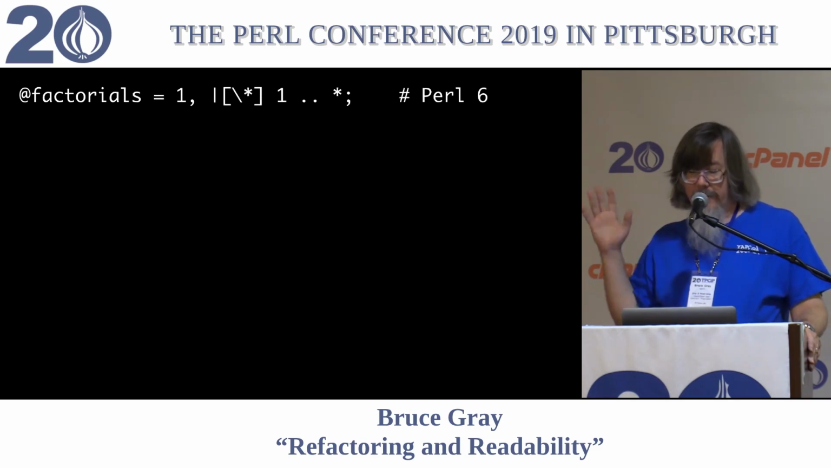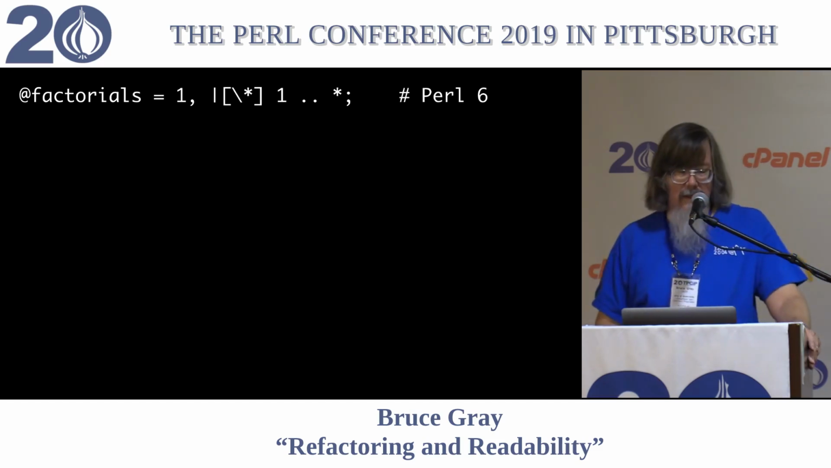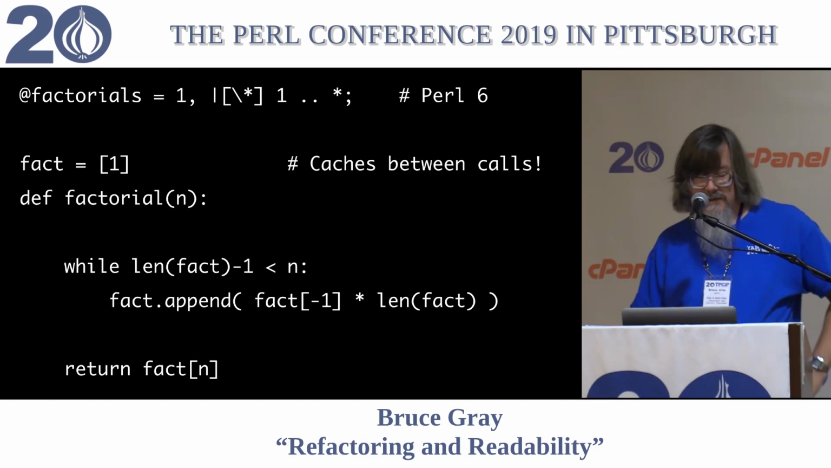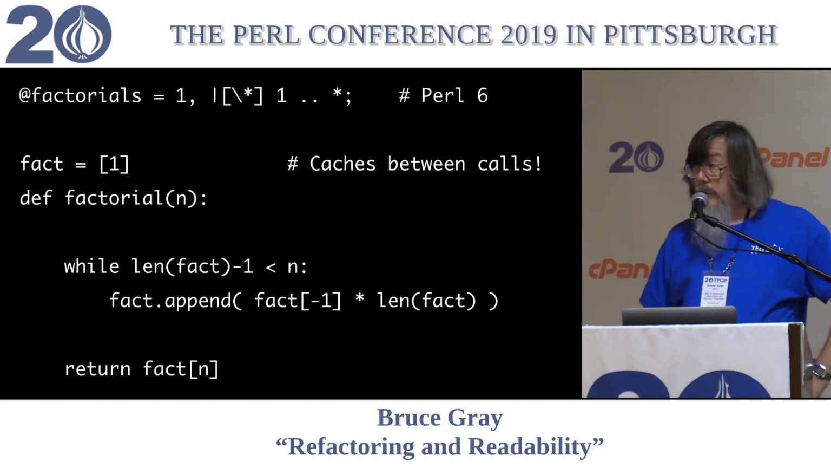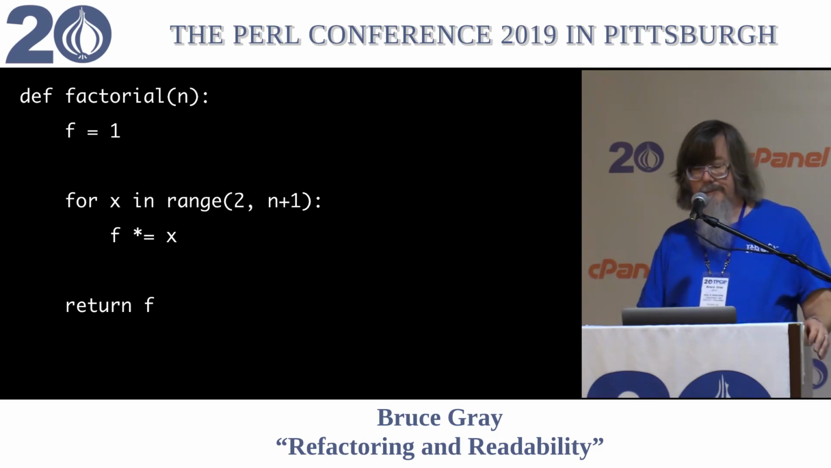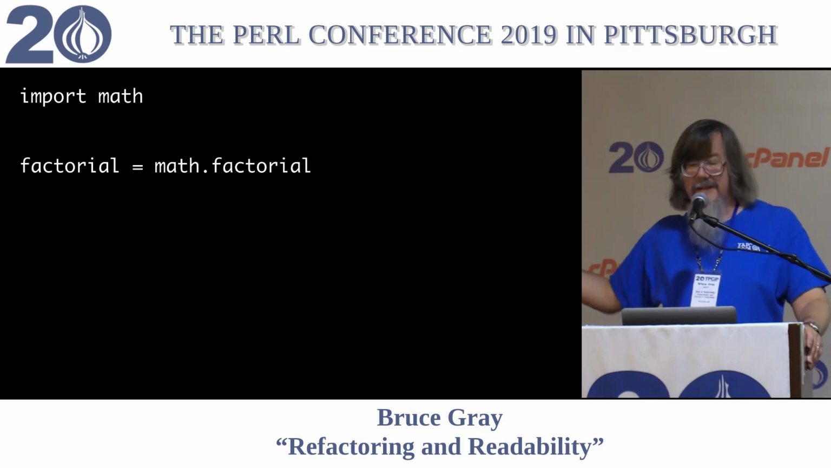My brain is under the influence of Perl 6's auto-caching, lazy infinite lists. So my Python version looks like that, which is incredibly performant, but less readable. So I would actually change it back to that. No, I wouldn't. There's a word for that. Since Python 2.6, it's in the standard math library. Just import it.